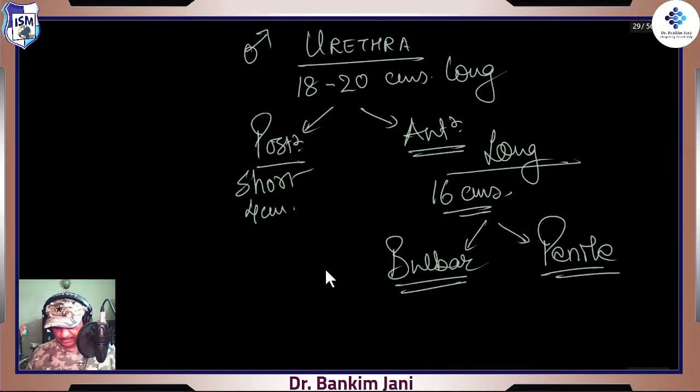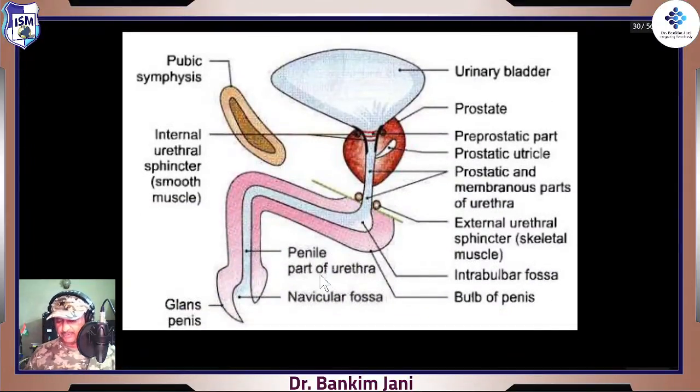Let's see it, and no explanation would be needed. What we already know: urinary bladder, prostate, pubic symphysis, we know it very well. Internal urethral sphincter, we have already talked about it. That is normally closed, and that is by sympathetic. External urethral sphincter, this is also normally closed, by pudendal, S2, S3, S4. So that is also done.